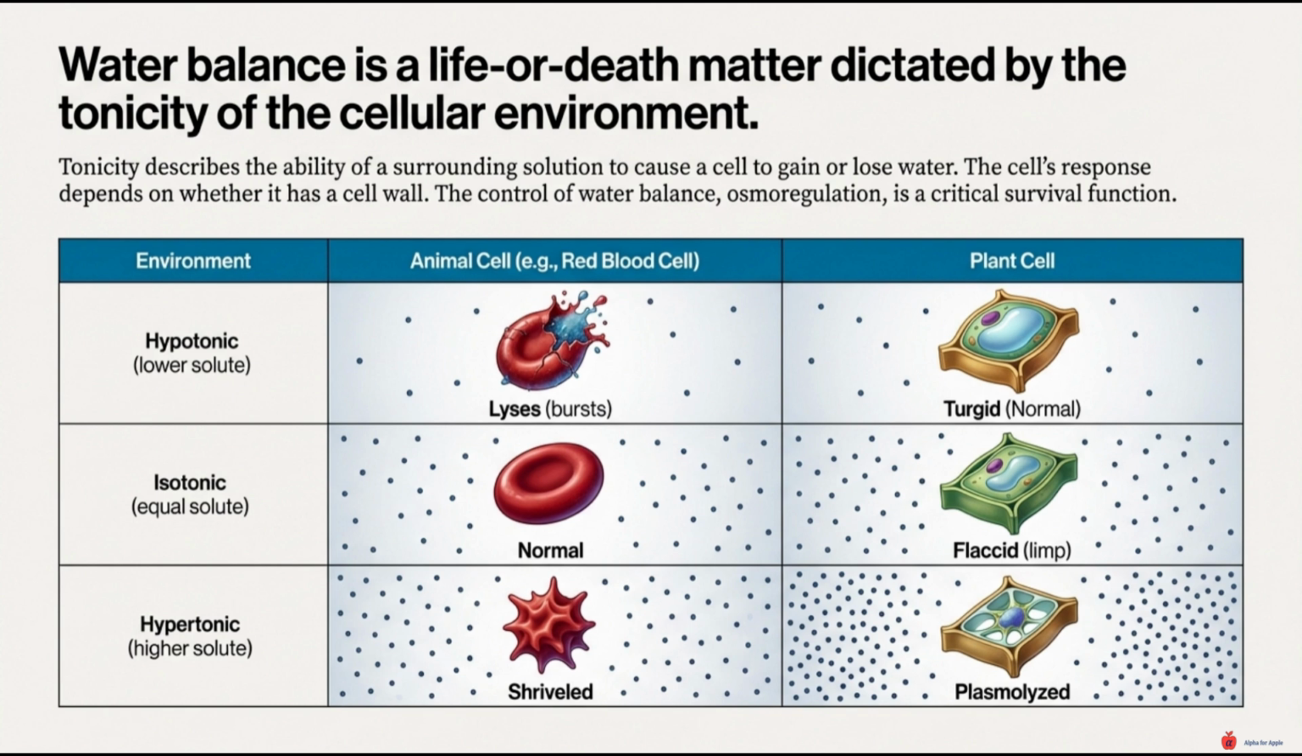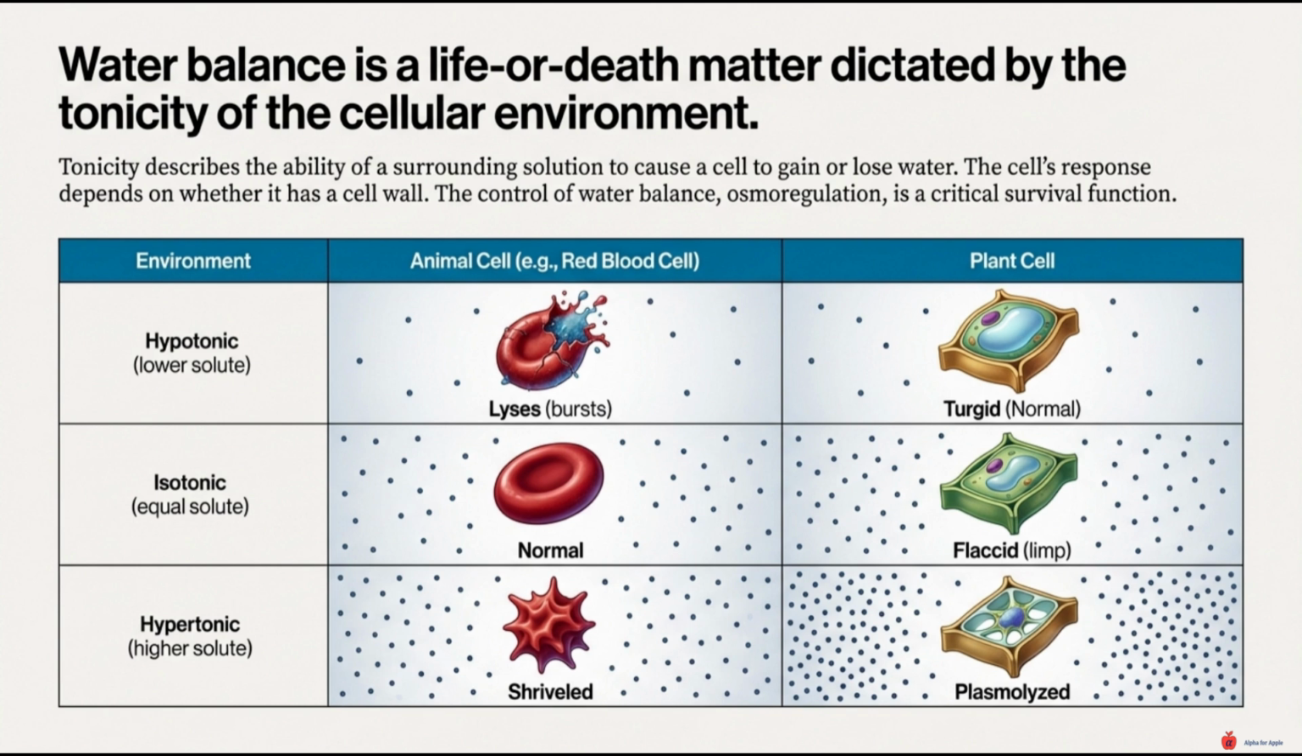A solution that makes a cell shrivel is called hypertonic. It has a higher solute concentration, so water rushes out of the cell. And a solution that makes it swell is hypotonic, lower solute, so water rushes in. Now, here's where the difference between animal and plant cells is a really key insight. If you put an animal cell, like a red blood cell, into a hypotonic solution, it has no protection. It just bursts. It lyses.